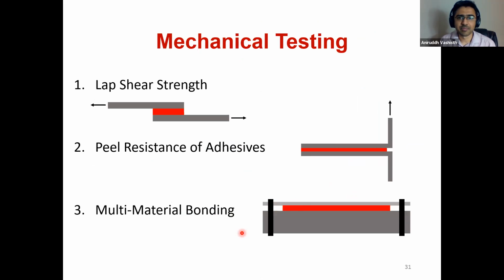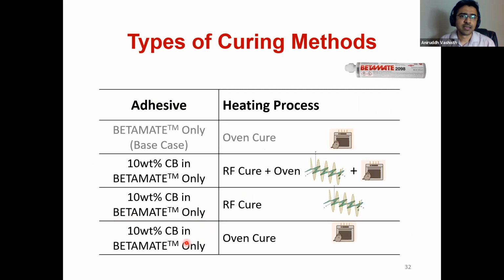So we did a bunch of different mechanical testing. We did lap-shear, peel resistance, and I'll show you a very interesting experiment, multi-material bonding, that we did for this particular study. Before I dive into that, we tried out 4 different methods of curing. This was our objective, to make sure that, when we have different methods of curing, how beneficial is RF with respect to the conventional methods, compared to a combination of RF cure and oven cure.